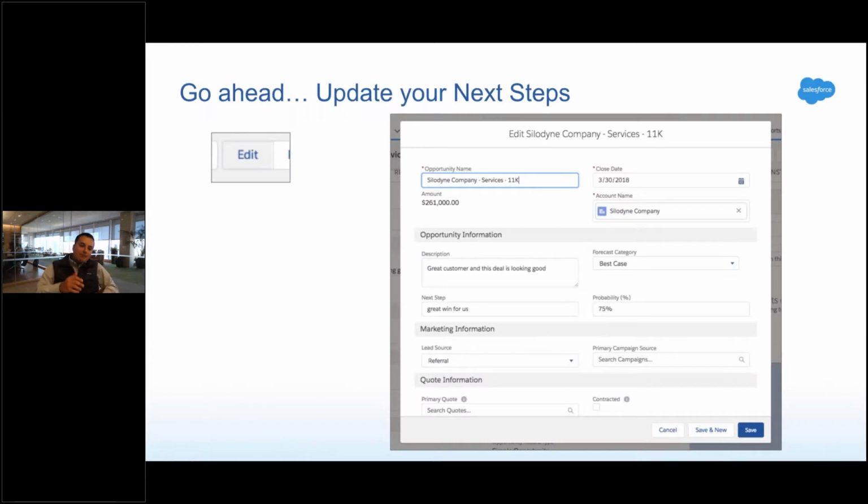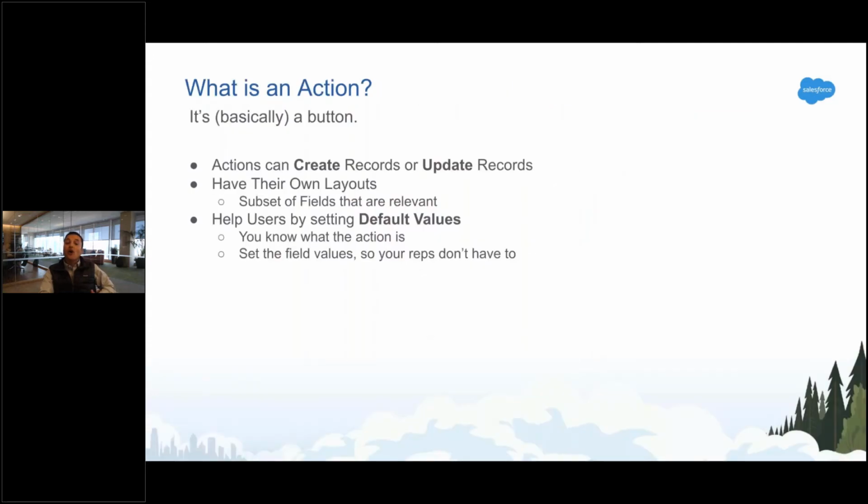So if I told you right now, here's an opportunity, update your next steps. Go ahead, I'll wait. Update your next steps. Which fields do you update? What does that even mean to update my next steps? Or you could have an action called update next steps. And then when you click it, only the fields you care about show up. Okay, so you can create actions, and you can even default the values for those actions.